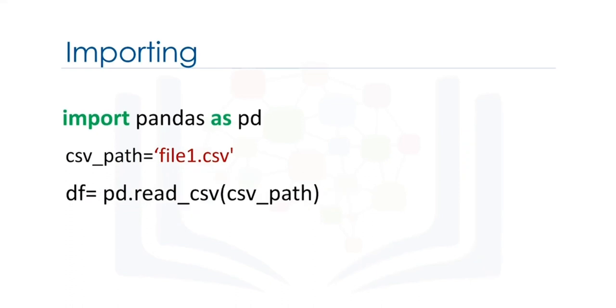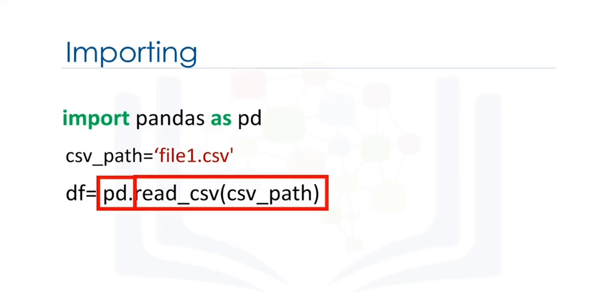Typing pandas all the time may get tedious. We can use the as statement to shorten the name of the library. In this case, we use the standard abbreviation PD. Now we type PD and a dot followed by the name of the function we would like to use. In this case, read underscore CSV.